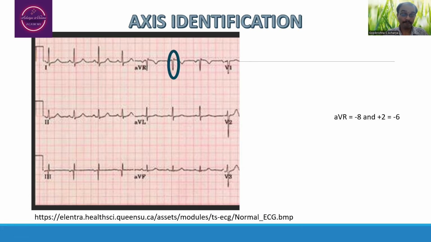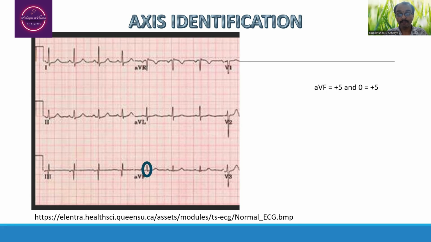Then lead AVR. Think about it, it is around minus 8 and plus 2. That is, the total algebraic sum in AVR of QRS deflection is minus 6. Whereas in AVL, look into this, the upward deflection is showing plus 7, whereas the downward deflection, that is the negative deflection, is around minus 3. The total algebraic sum of AVL is plus 7 minus 3, that is plus 4.